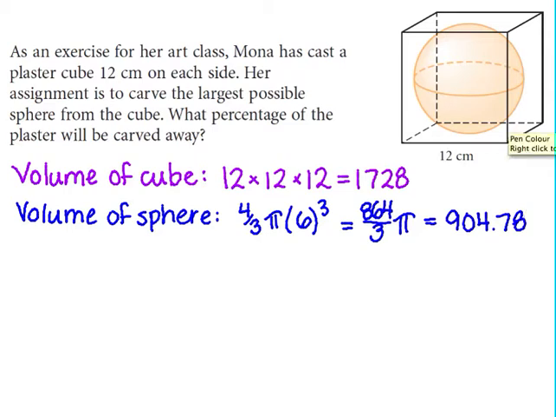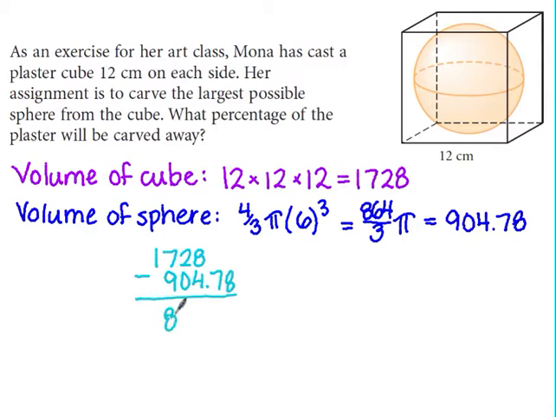Now I need to subtract those two to find out how much is gone. So subtract those two: 1728 minus 904.78.